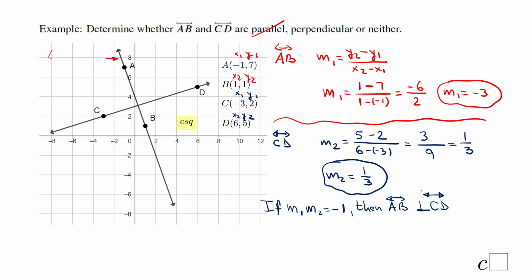Okay, so now we are sure these two lines are perpendicular. I can make a right angle here. We know that because these slopes are negative reciprocal, opposite reciprocal, or the product is negative 1.